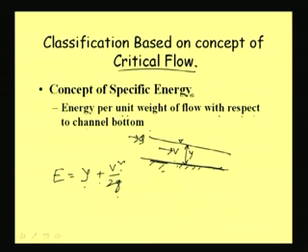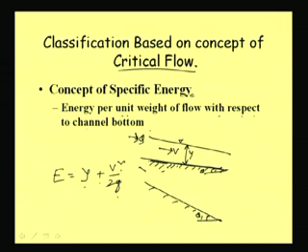So it will have some energy, that will be y plus v square by twice g. Now suppose the same amount of discharge q is flowing and I have increased the channel slope. This channel slope here is suppose theta, and I have increased it like that. So this is theta 1. Now what will happen to the flow?